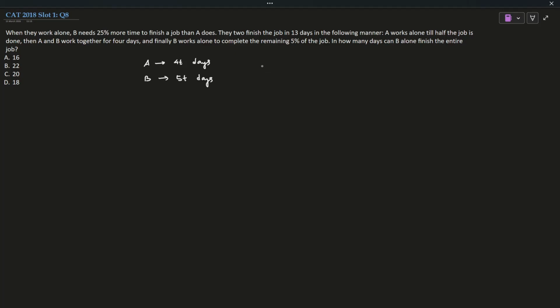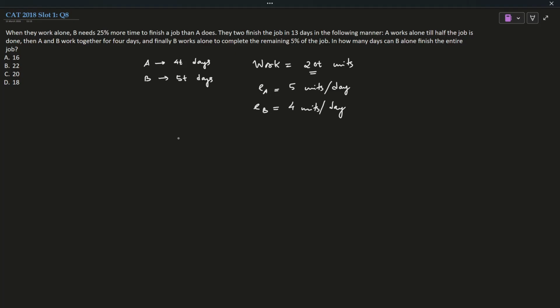What is the work? Work is basically the LCM of the individual days taken by A and B. So it is 200 units. Okay, work is 200 units. From here I can say the efficiency of A is work 200 by 40, which is 5 units per day, and efficiency of B is how much? 4 units per day.